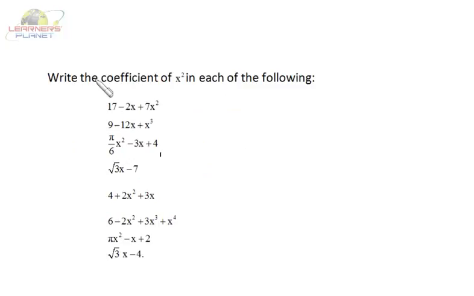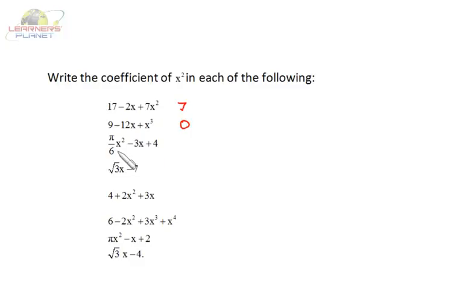Now, in this case, we have to write the coefficient of x square in each polynomial. Now let's see over here. It is 17 minus 2x plus 7x square. Now what is the coefficient of x square? It is 7. In this case, x square is not seen over here, so the coefficient will be 0, since there is no term of x square.